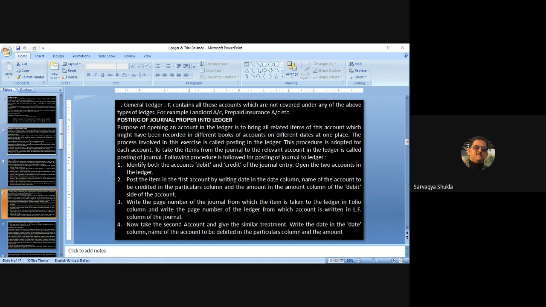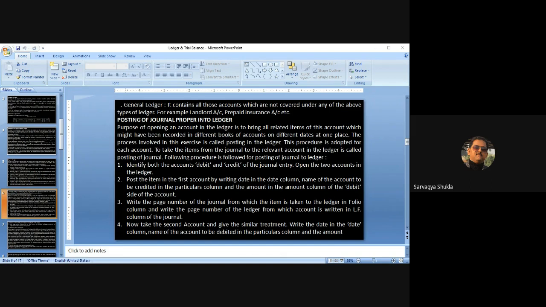If you sold goods to Mr. X, what journal entry will be passed? You have to pass a journal entry, that is Mr. X debit to sales account.